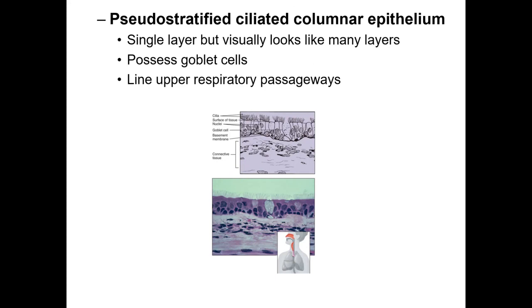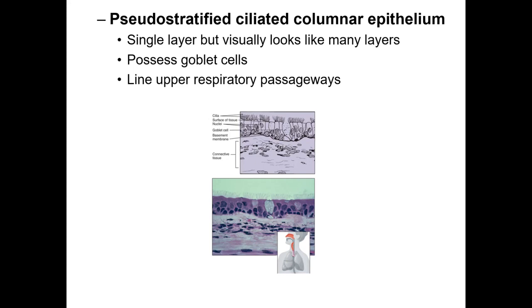Then we have what's called pseudostratified ciliated columnar epithelium. If that isn't a mouthful, I don't know what is. But basically, it's a fake stratified. When we get to the next section, we're going to see that stratifieds have more than one layer. And these look like they have more than one layer, but they do not. Hence why they are fake stratified.